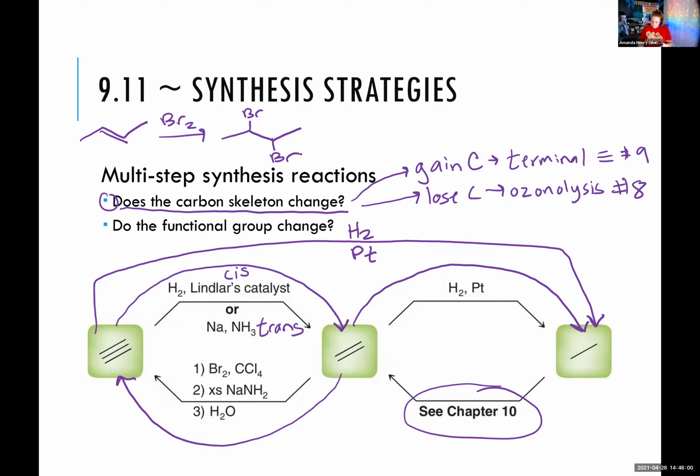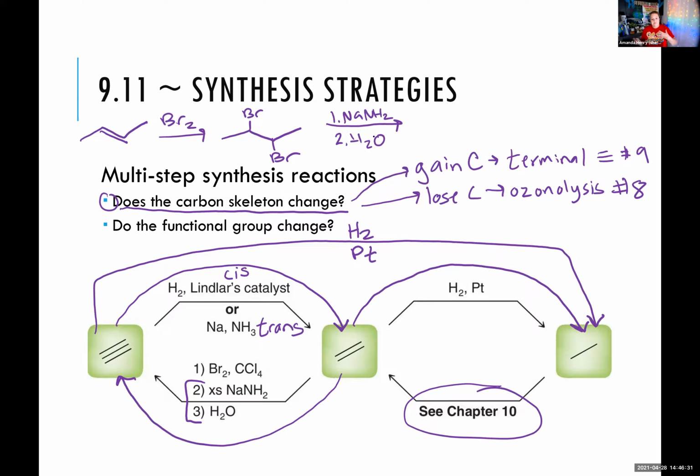Okay. So if we add Br2, we're halogenating, we're brominating each of those carbons. And then in the second and third steps, we're adding NaNH2 and water. This was, I think, our first reaction in this chapter. It sure was. So this is a way to create an alkyne.